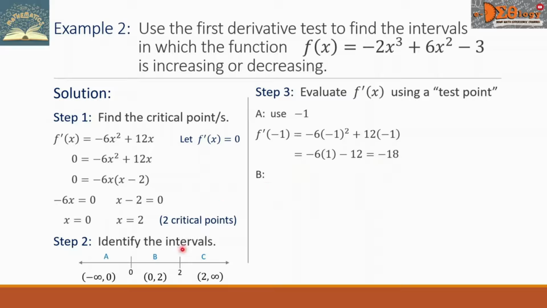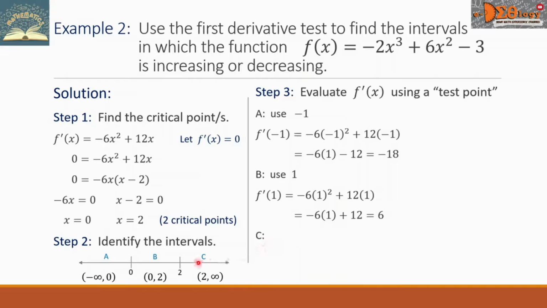Interval B. Look at our interval B. Let us use the smallest integer in the interval B, and that is positive 1. So let's evaluate f prime of 1. So we have negative 6 times the square of 1 plus 12 times 1. 1 square is simply 1. 12 times 1 is 12. So negative 6 times 1 is negative 6 plus 12 is positive 6.